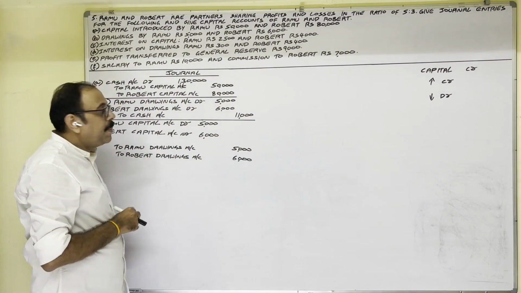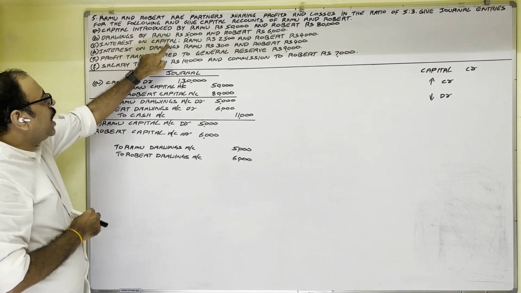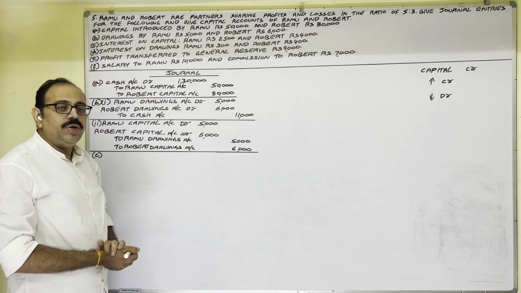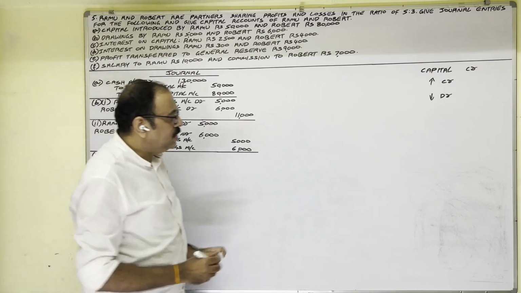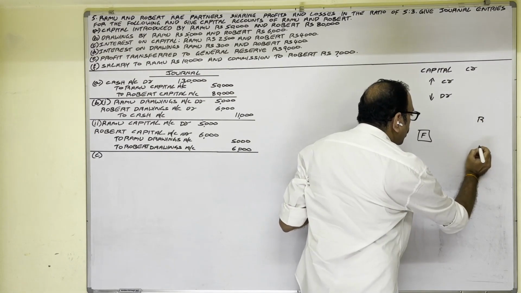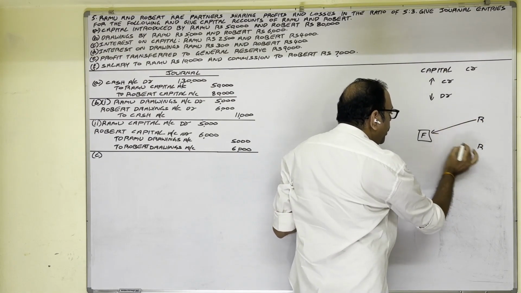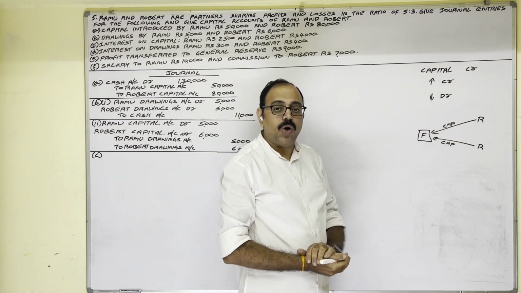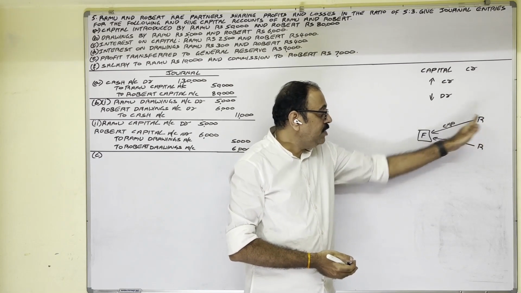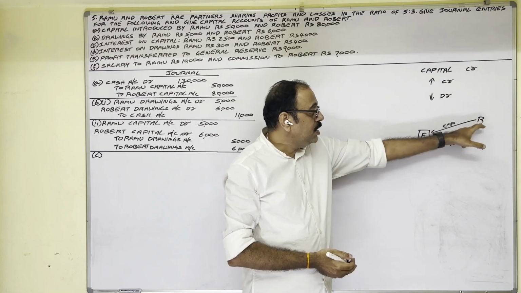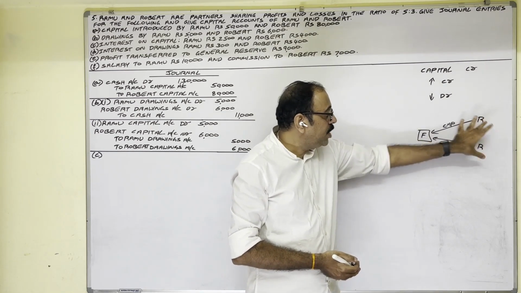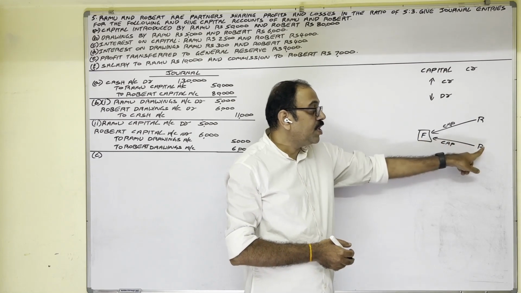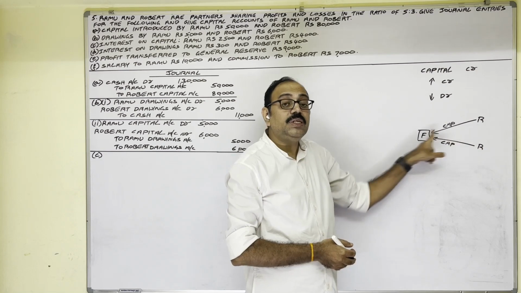B bit is completed. Come to C bit. Interest on capital, Ramu 2,500 and Robert 4,000 rupees. So interest on capital. This is a firm. Ramu, Robert. They brought capitals, no? In accounts, we follow the business entity concept. That concept says that owner is separate, firm is separate. So partners are owners only. So when partners are bringing capital into the firm, we should assume that the firm is taking a loan from outsiders. The firm is taking the loan.